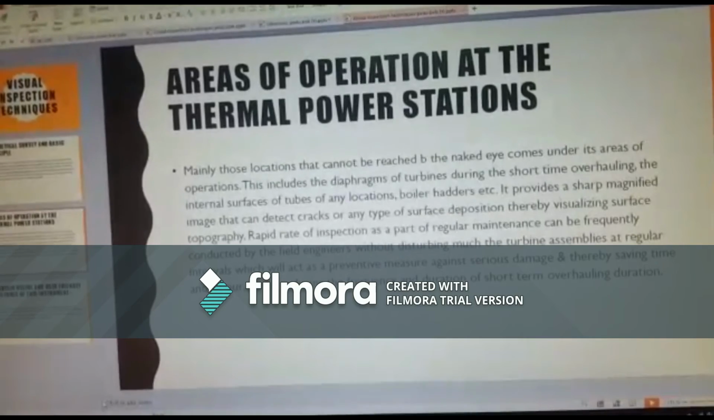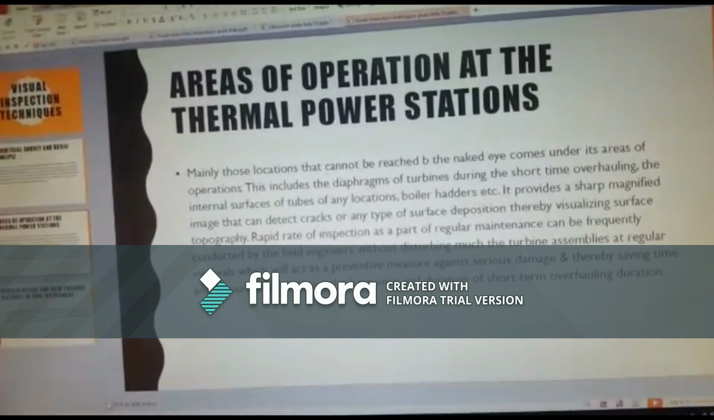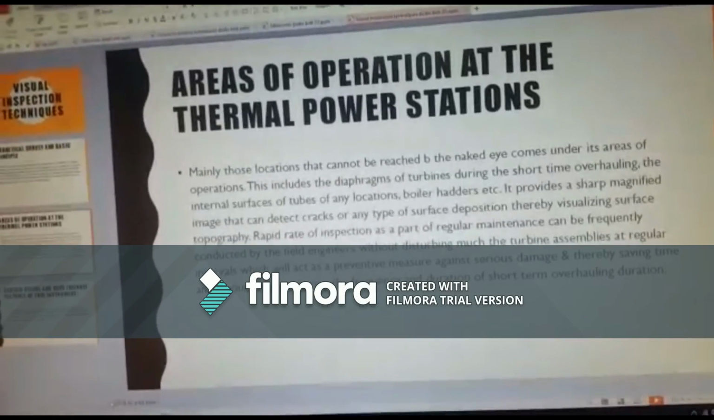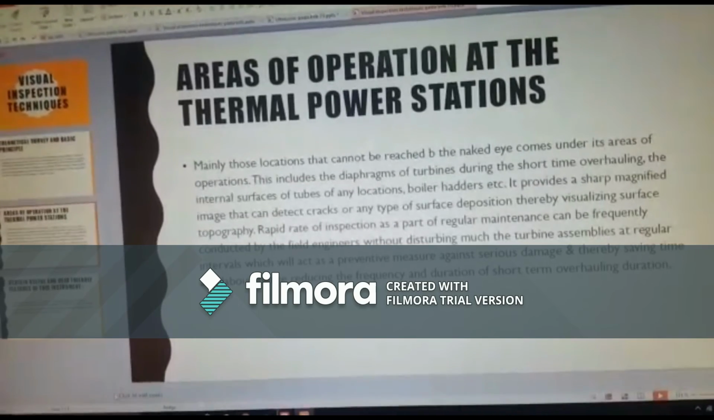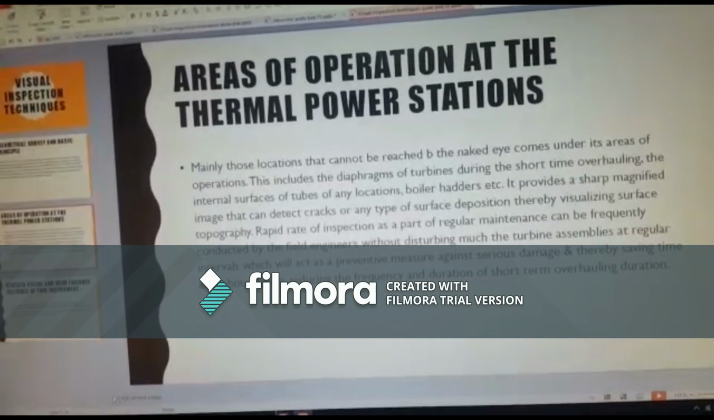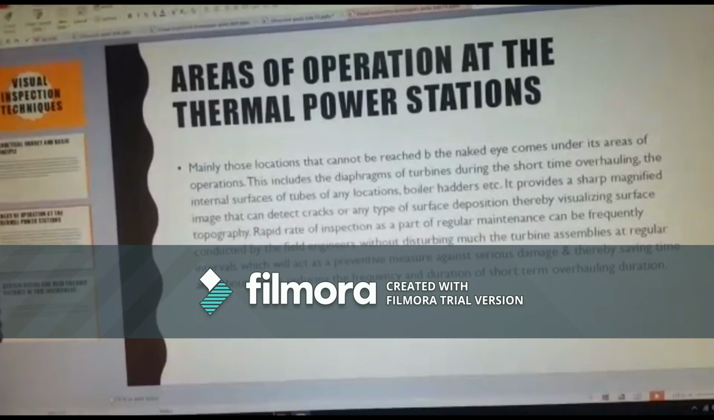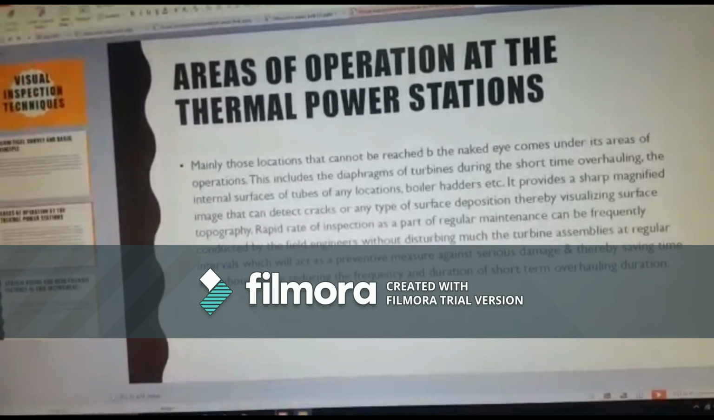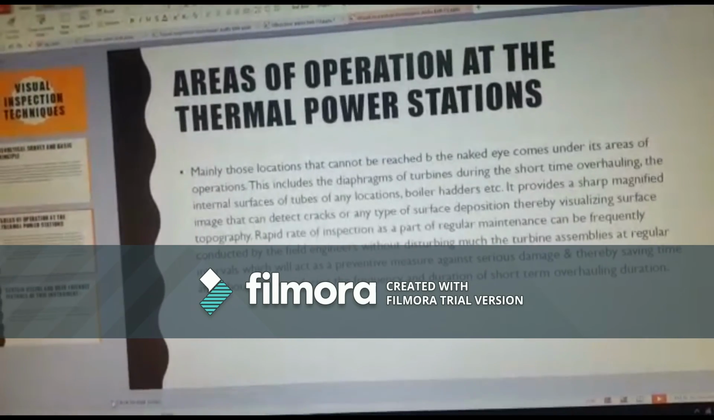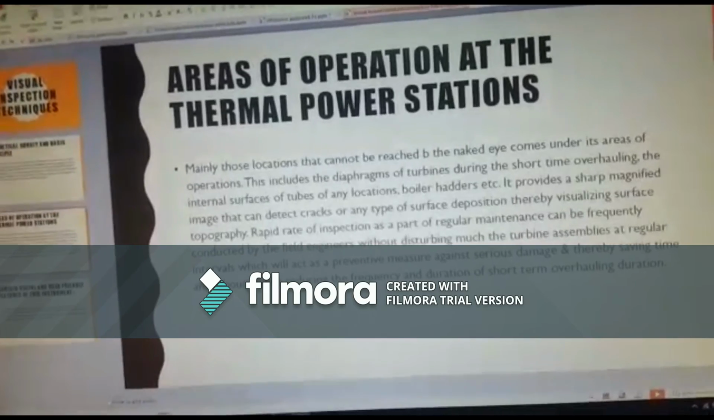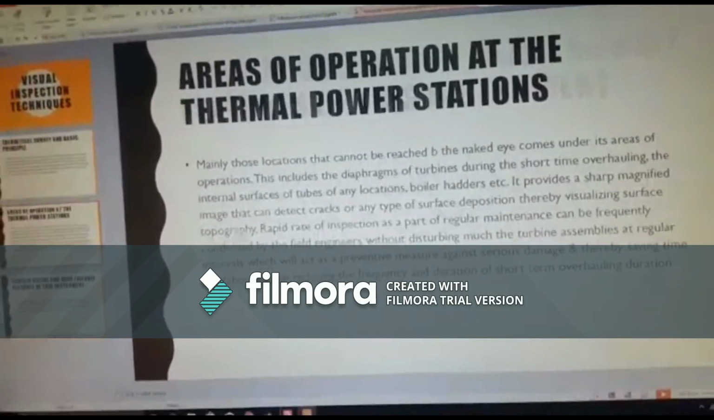It provides a sharp magnified image that can detect cracks or any type of surface deposition, thereby visualizing surface topography. Rapid inspection as a part of regular maintenance can be frequently conducted by the field engineer without much disturbance to the turbine assembly at regular intervals, which will act as a preventive measure against serious damage, thereby saving time and labor, hence reducing the frequency and duration of short-term overhauling.